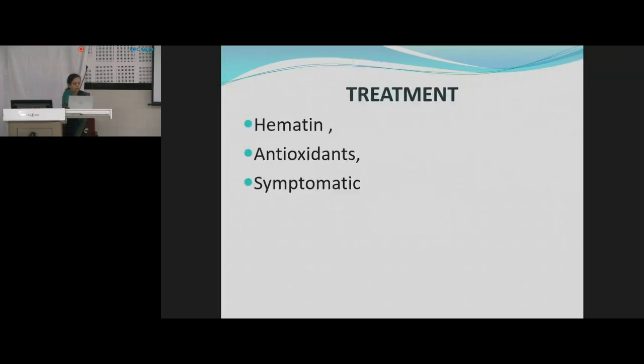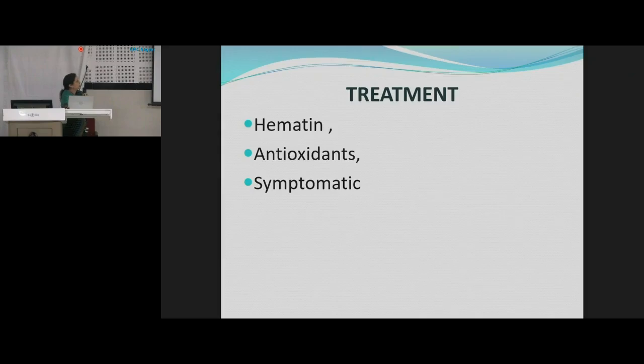Now, what is the treatment? Treatment is generally symptomatic. We can give hematin so that we can supply heme from outside. And also we have seen that the symptoms which are there due to the production of oxidant species can be prevented by giving antioxidants. So, beta carotene, vitamin C, vitamin E can be given to the patients. That is antioxidants to minimize or reduce the symptoms of porphyrias.